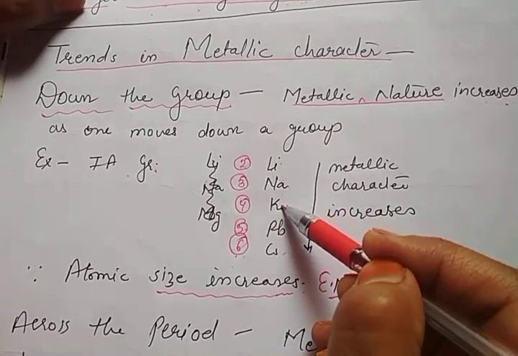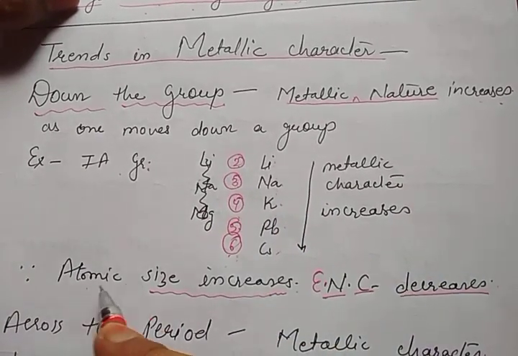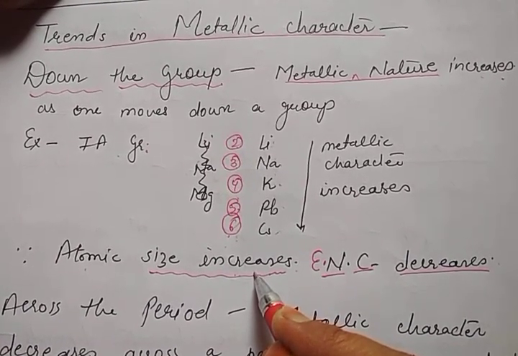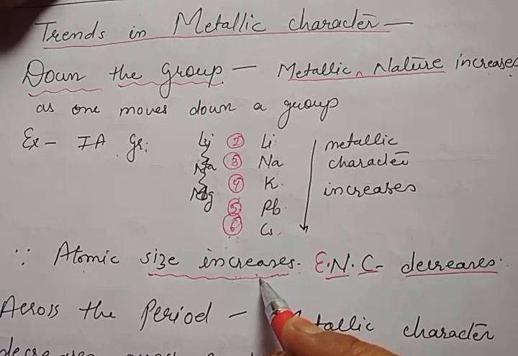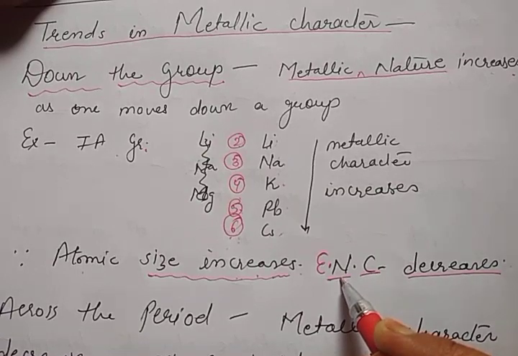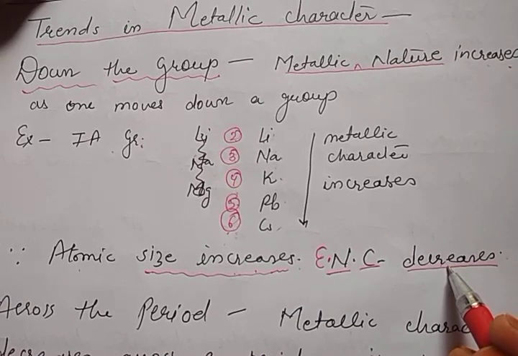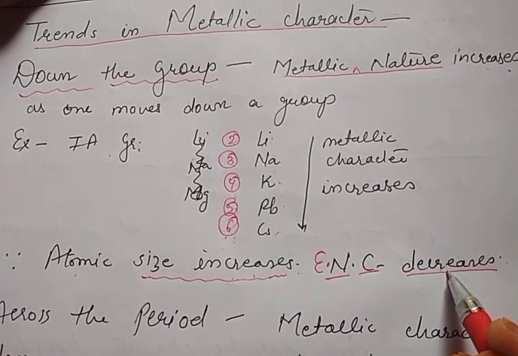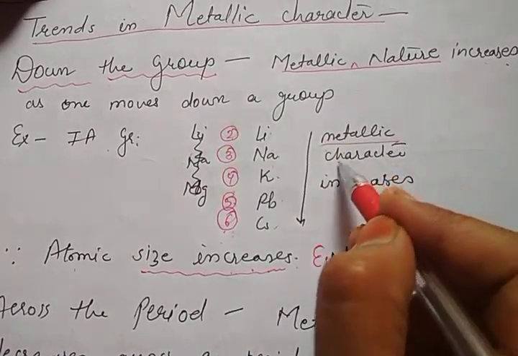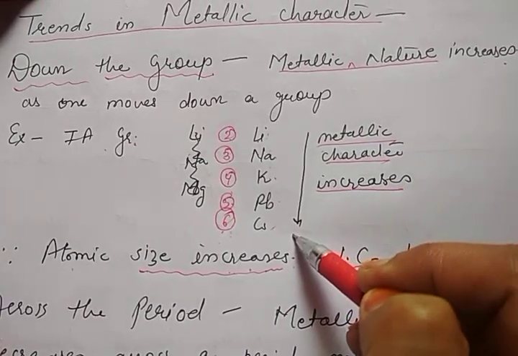As we move down the group, shells get added successively, and due to that atomic size increases. Due to the increase in atomic size, the nuclear pull, or the nuclear force of attraction applied by the nucleus, decreases. It is experienced less by the electron. So the electron present in the last shell will be loosely held by the nucleus. It means it is very easy to donate, and this is the reason that metallic character increases down the group when we move from top to bottom.